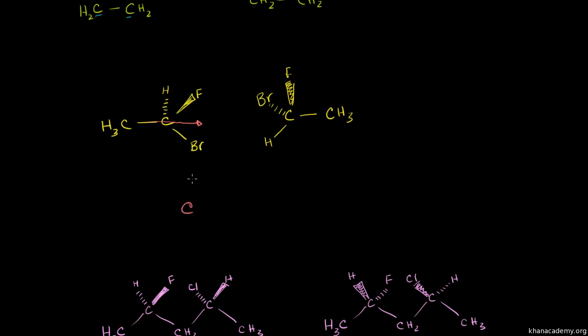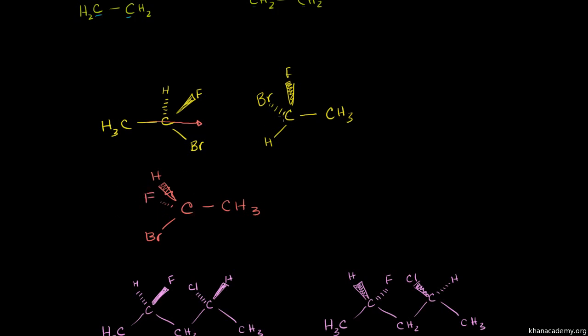I would have the carbon, this carbon here. I would have the methyl group on that side now. And then since I flipped it over, the bromine was in the plane of the page, it'll still be in the plane of the page. But since I flipped it over, the hydrogen, which was in the back, will now be in the front. The hydrogen will now be in the front, and the fluorine will now be in the back because I flipped it over.